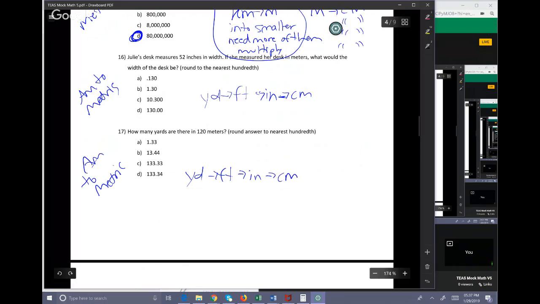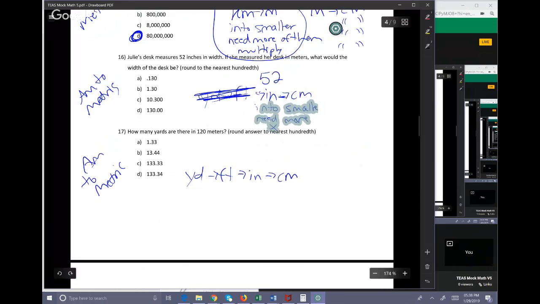In the case of number 16, we're starting at inches. So we can ignore yards and feet. 52 inches is how many centimeters? Always slow down and do the actual full, complete thought process. 52 inches. Inches are bigger than centimeters, which means we're going into a smaller sized unit. You need more of them. You're going to multiply. So you're going to take 52 times 100. I'm sorry, 52 times 2.5.